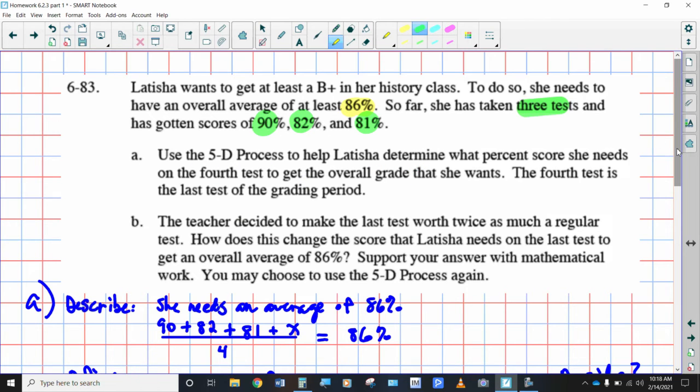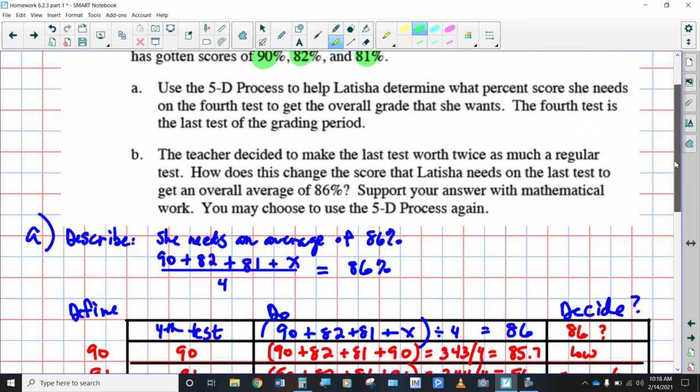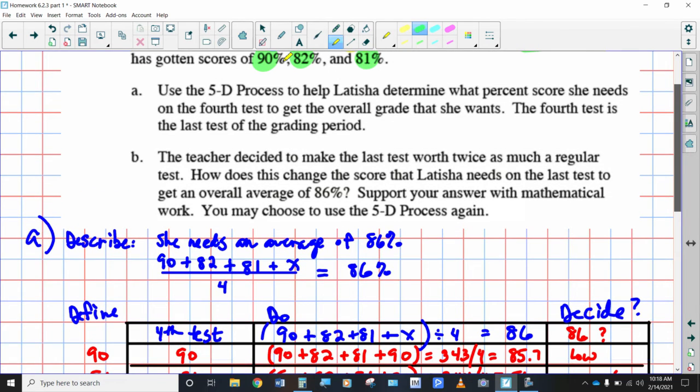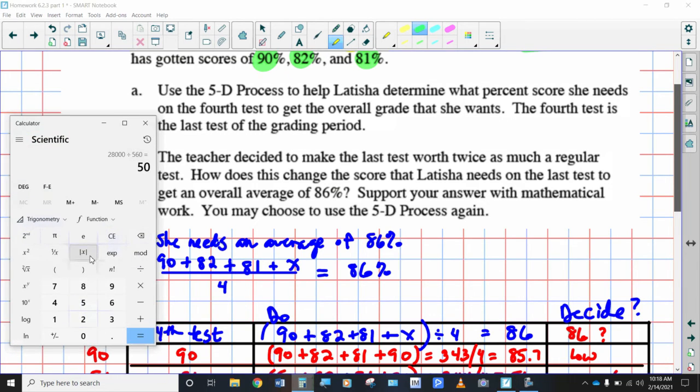Okay, so we know how to find an average. To find an average, you add up all of these scores, and then you divide by the number of scores you've got. So right now, her average is what? 90 plus 82 plus 81, 253 divided by 3 is, she's got 84.3. So she's in the B range. She just wants to move up to get into the B+ range.